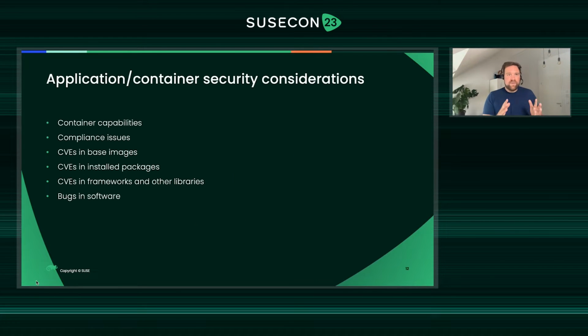On a technical level, things to consider there in terms of application and container security are: what capabilities are you actually giving your containers? Are they, for example, allowed to change the networking stack or not? Are there any compliance issues, too broad file persistent permissions, or maybe applications inside of the container processes running as root? And do the container images have any known security vulnerabilities and CVEs, either in the base image, in the installed packages, in frameworks and other libraries that you're using? Or do you even have bugs in your own software that you programmed yourself that can be exploited?